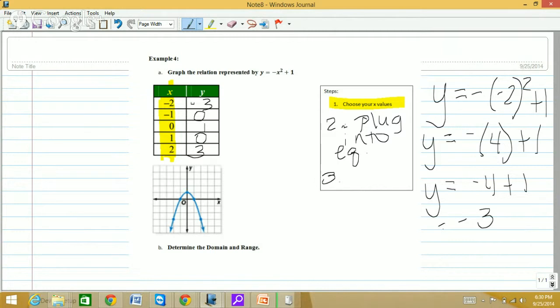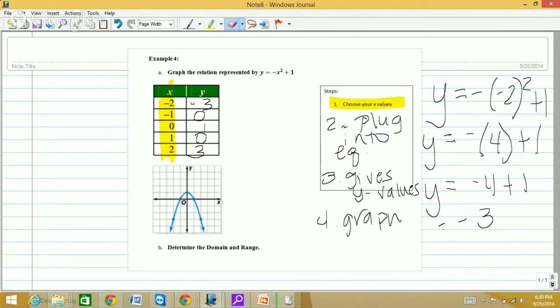Your third step gives you your y values. And your fourth and final step is you're going to graph your ordered pairs. I already graphed them for you. This is the graph that you should get when you graph your ordered pairs.